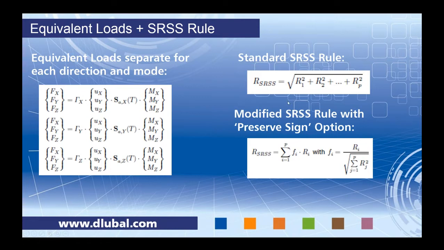We also have the option to combine according to the SRSS rule, but with the preserve sign option. This is default in the program, but you certainly can check it off. This would take into account if we had a negative moment with a positive axial force. Well, all of those sign options will be taken into account with this equation here.